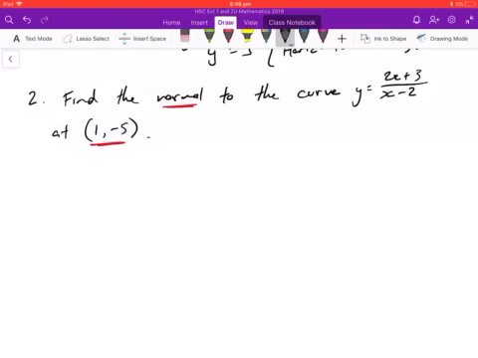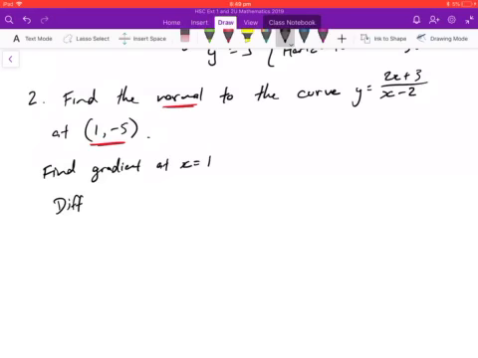Okay, so we've got find the normal to the curve. I don't need to find the coordinates, so we're just going to find the gradient at x equals 1, so we need to differentiate. We're going to differentiate here. So let's do that.